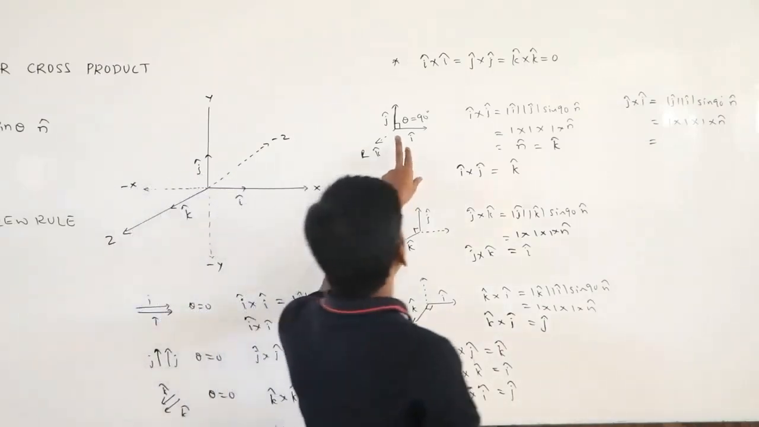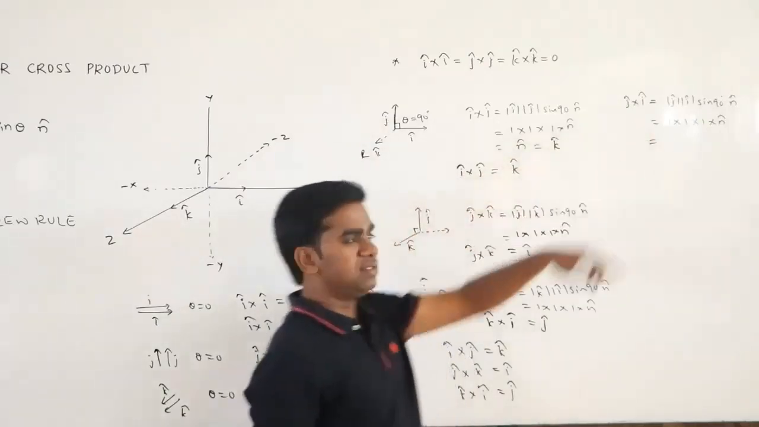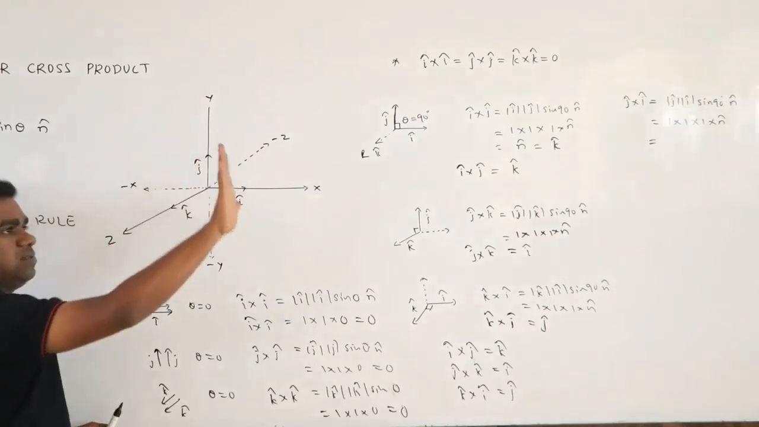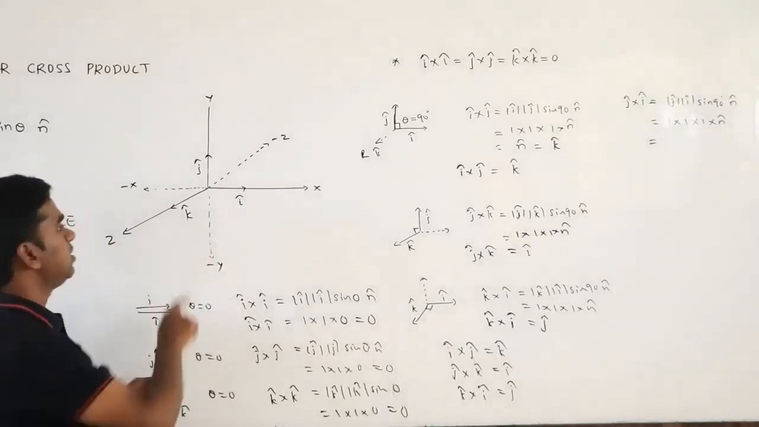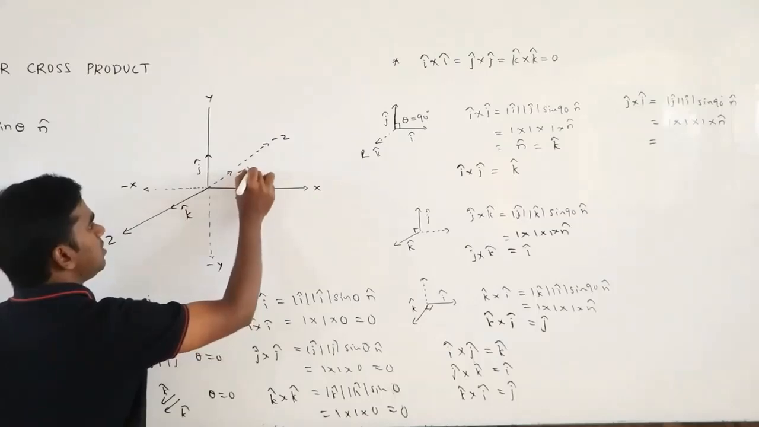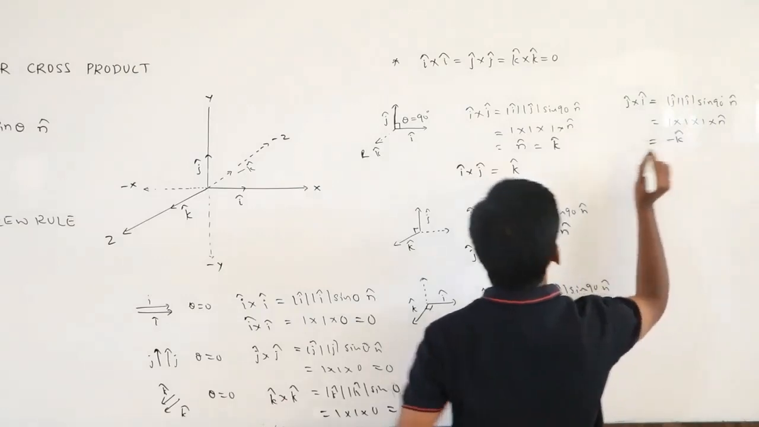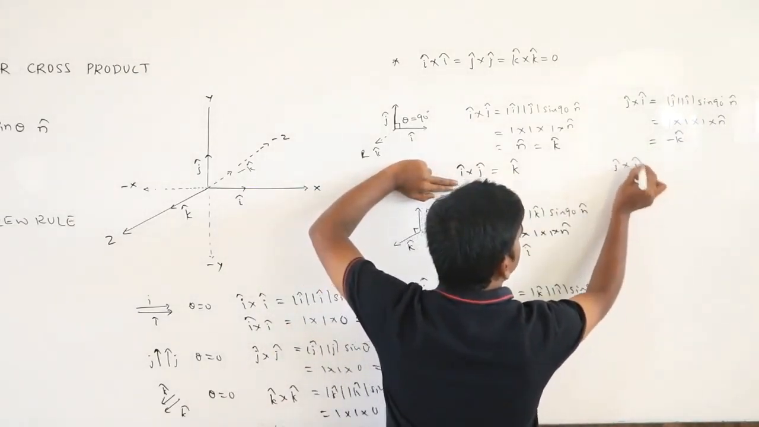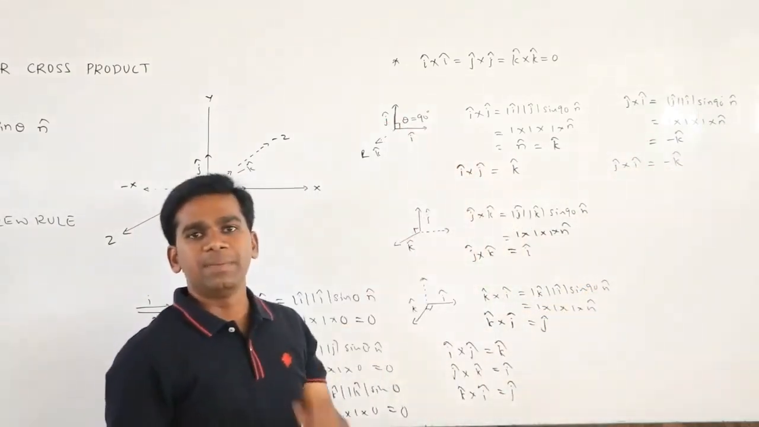Here it was i to j. Now it is j to i. This is j to i, so it is inward, along this axis. This is going to be the resultant. This is minus k cap. So i cross j is k cap, but j cross i is not k. It is going to be minus k cap.